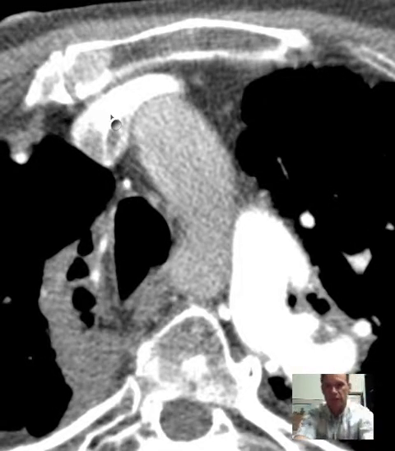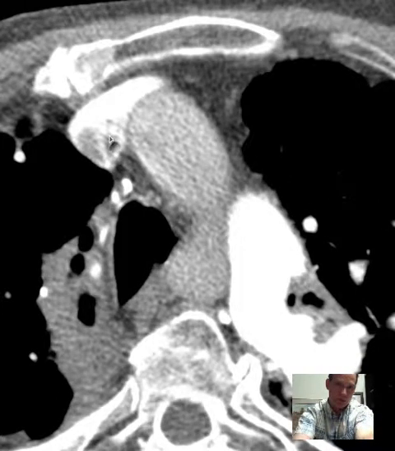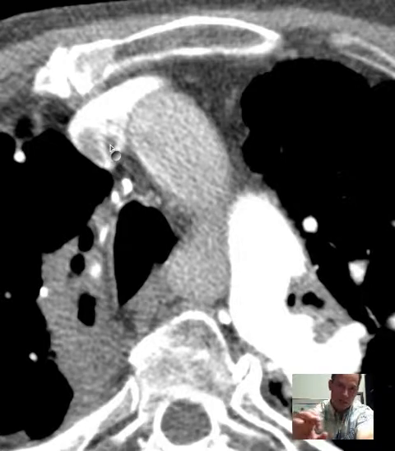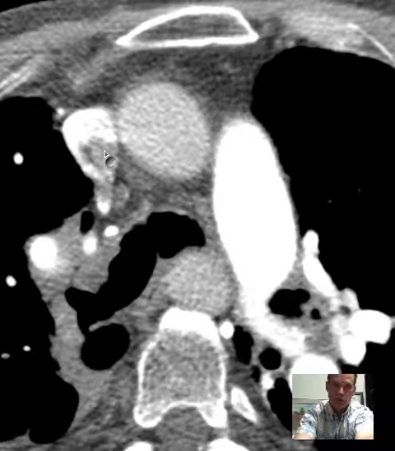So sometimes it layers out and separates one from the other. So here you can see there's a flowing portion of blood in the superior vena cava, which is predominantly from the right brachiocephalic vein.